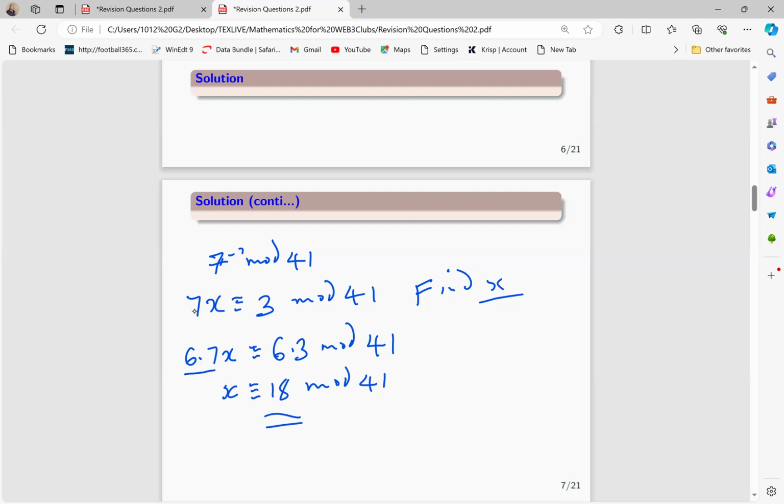So once you know the inverse, then it becomes very easy to find the value of the unknown. Is that okay? And that is why we look for that inverse. If you have it, you get the value of the unknown. Of course, you can do this question without looking for the inverse, but if you have the inverse, then you just multiply by the inverse on both sides. Is that okay?